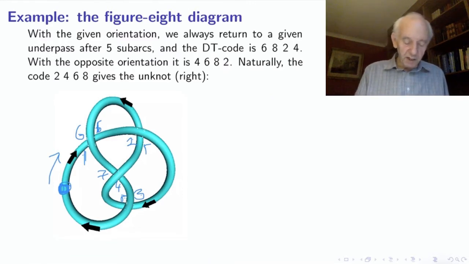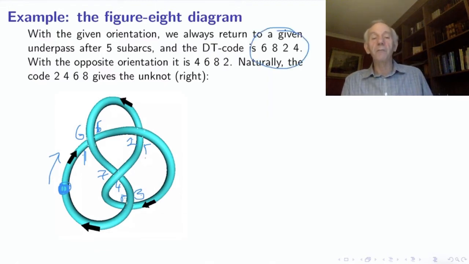And what is the DT code? Well, 1 corresponds to 6, 3 corresponds to 8, 2 corresponds to 5, and 7 corresponds to 7. So 1, 3, 5, 7 is mapped to 6, 8, 2, 4. So it's that code there.